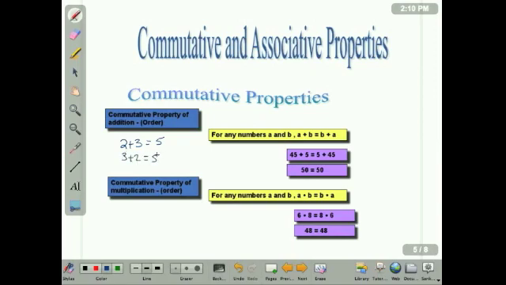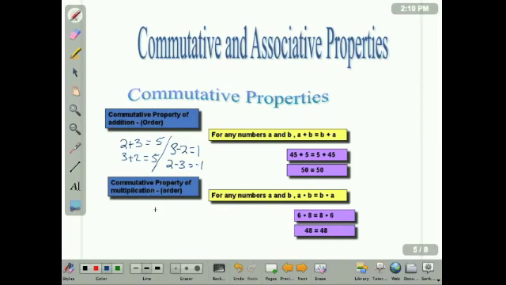Notice that 2 plus 3 equals 5 and 3 plus 2 equals 5. This does not work when we're dealing with subtraction. 3 minus 2 equals 1, and 2 minus 3 equals a negative 1. So it doesn't work for subtraction, it only works for addition.